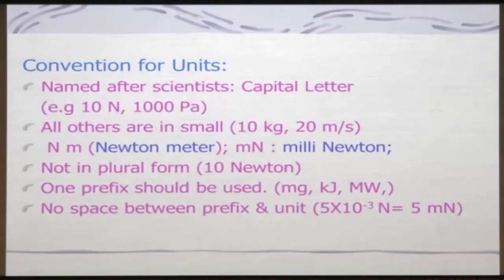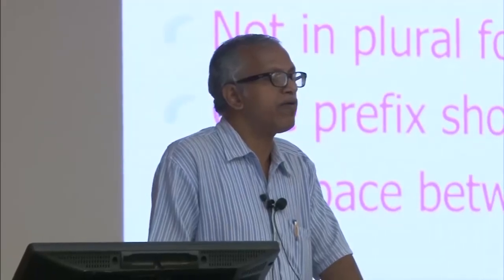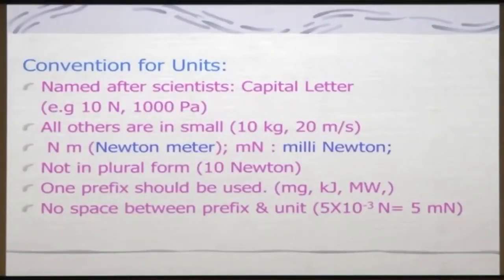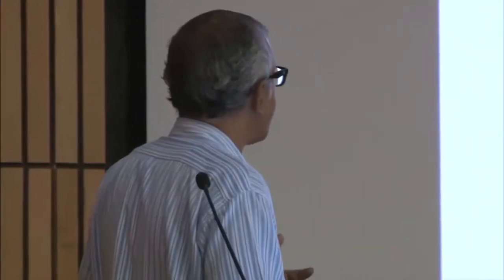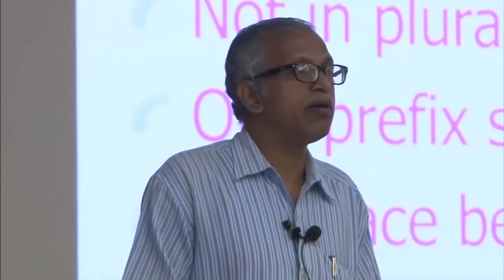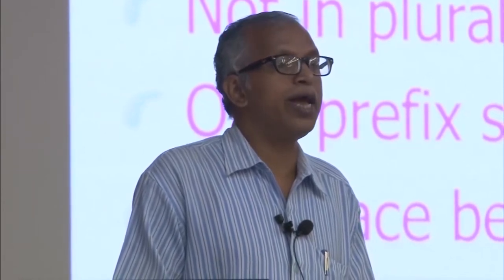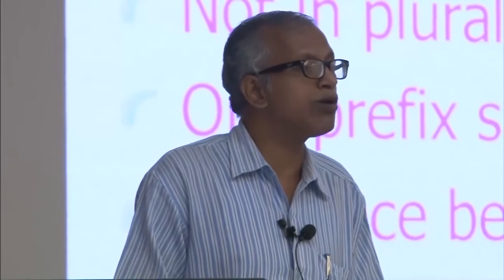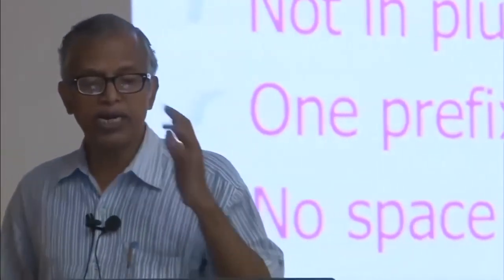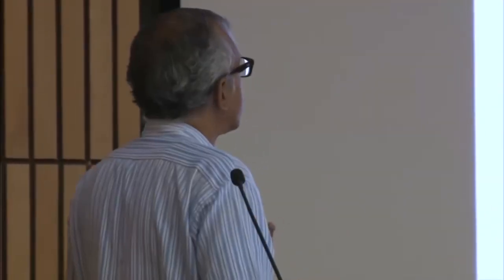For example, 5 into 10 to the power minus 3 newton is equal to 5 millinewton. You should not write 5 m, with a blank, and then N. One should not write that way. So one has to be careful and also develop a habit so that you won't make mistakes in writing. And no full stop should be placed at the end. You might have seen people writing 120 k dot m dot, meaning 120 kilometer, on the signboard, which is not right, and they write it in capitals also, which is also not right. So one has to be careful about assigning units.